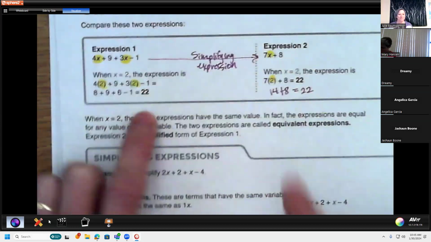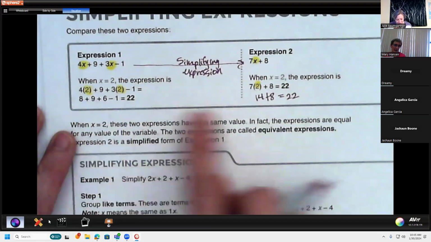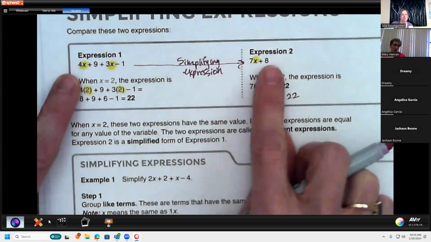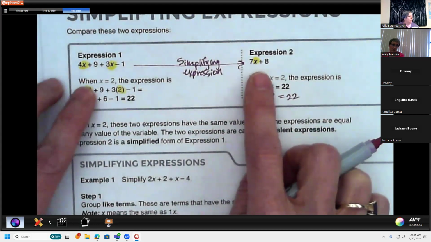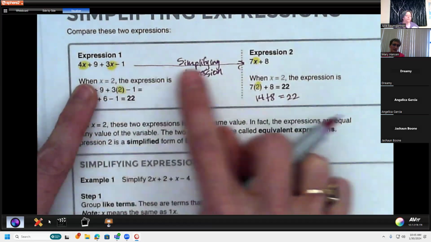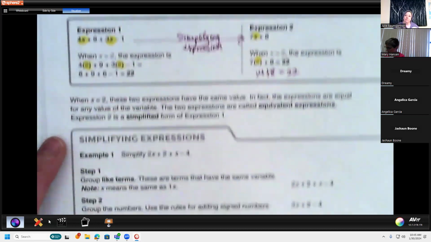Okay. All right, so you can see these expressions have the same value. These expressions are called equivalent expressions, meaning they have the same answer. And what we've done is we've simplified the hamburger order from expression 1 to expression 2.